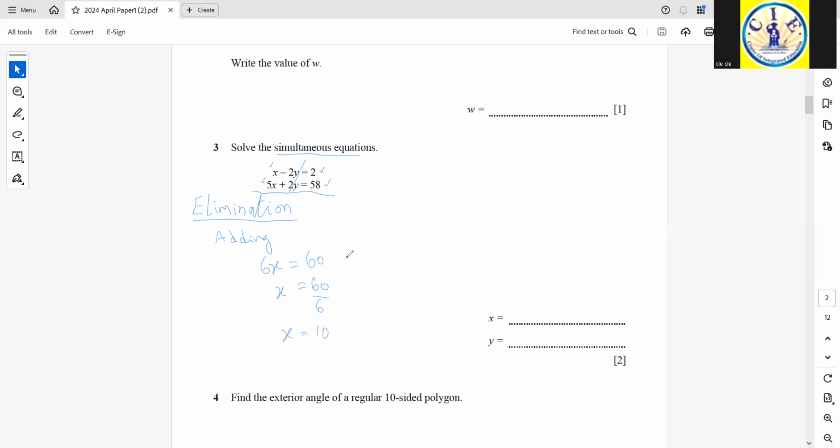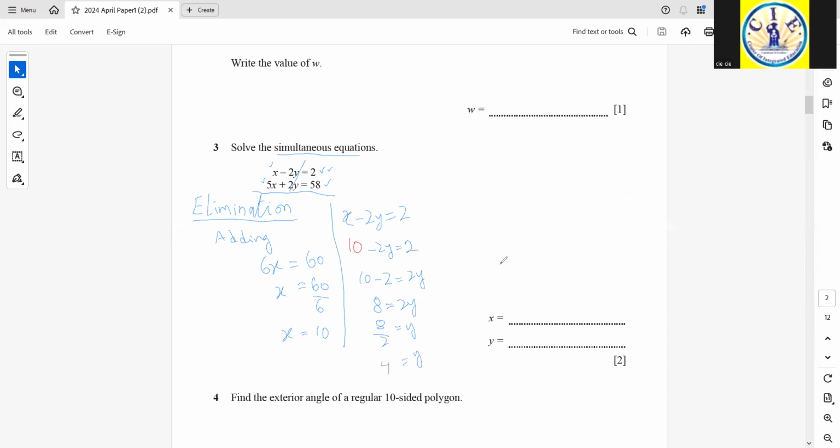Once we have got the value of any of these two variables, now we can replace this value in any of the equations to find the value of the other variable. So x minus 2y equals 2. I'm going to replace it in equation number 1. The value of x is 10. Okay, then 10 minus 2y is equal to 2. So 10 minus 2 is equal to 2y. So 8 is equal to 2y, and the value of y is 8 divided by 2, which is 4.